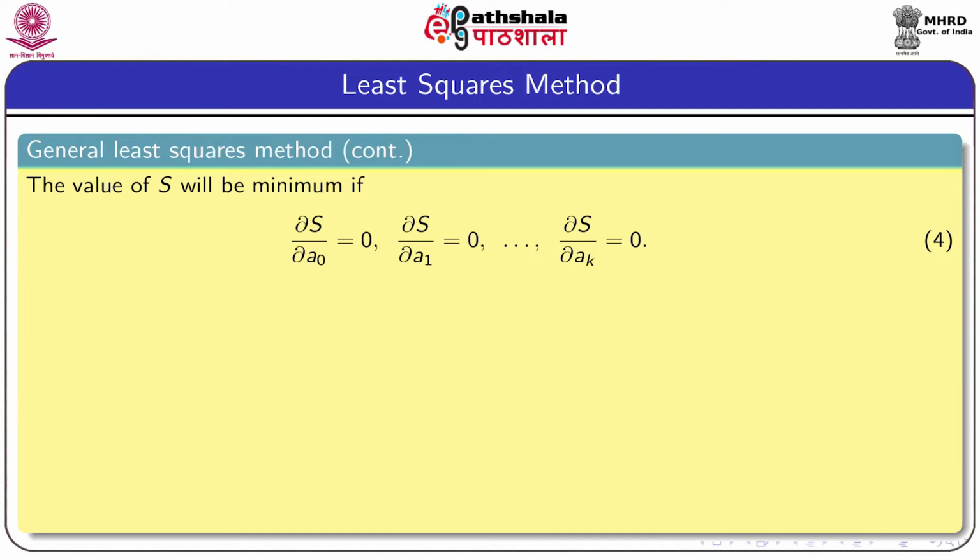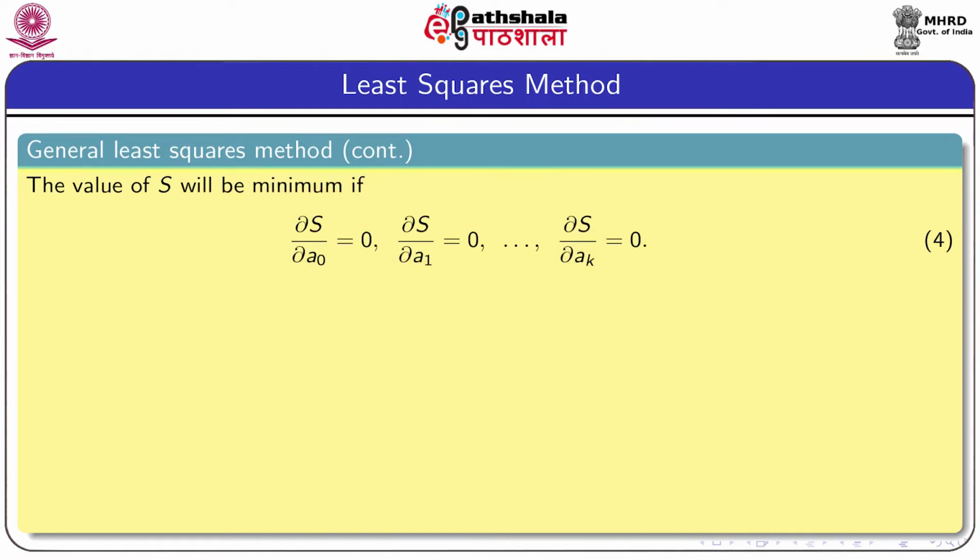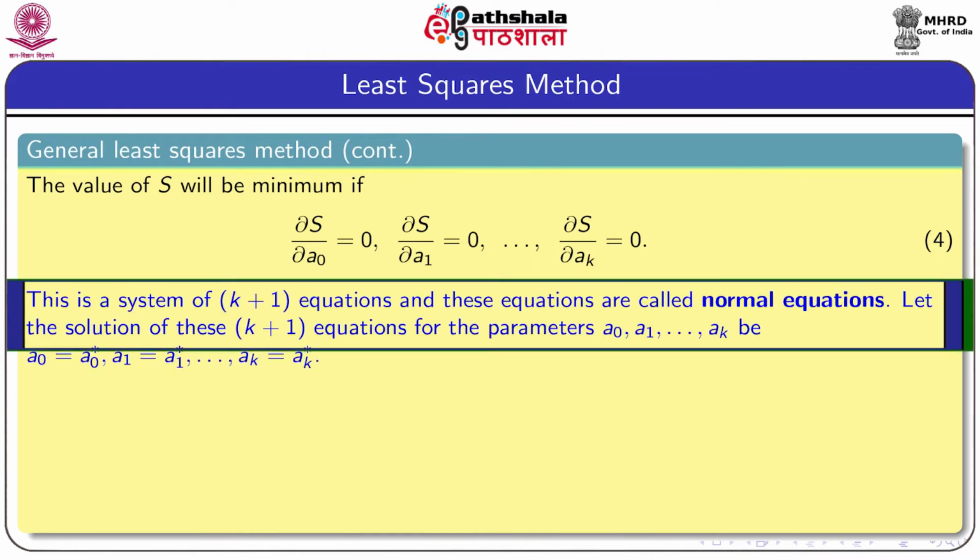The value of s will be minimum if del s del a0 equal to 0, del s del a1 equal to 0, dot dot dot, del s del ak equal to 0. So these are the sufficient conditions for the minimum of s. This is a system of k plus 1 equations, and this system of equations is called the normal equations.